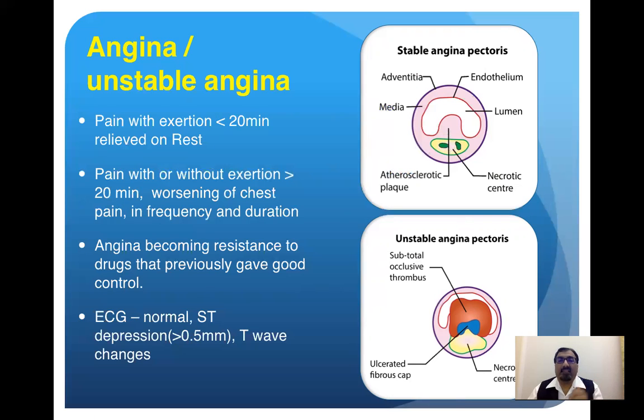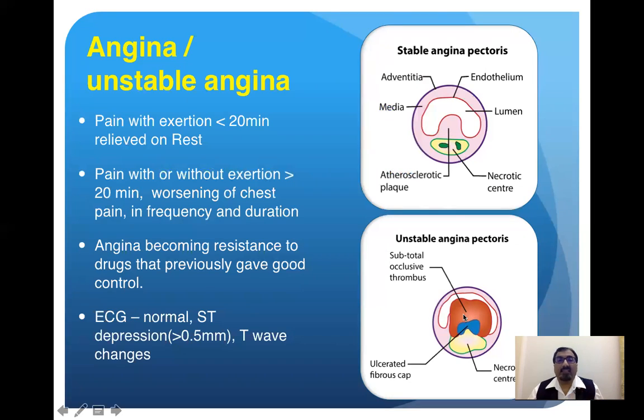Apart from this, there are other factors also which contribute to angina, that is coronary spasm. It is also associated with emotional stress, with some sort of exertion, and prodromal conditions. Pain with or without exertion for more than 20 minutes is unstable angina. If you look at the picture below, the unstable angina has subtotal occlusion because there is a thrombus which has invaded on top of the coronary atherosclerotic plaques.